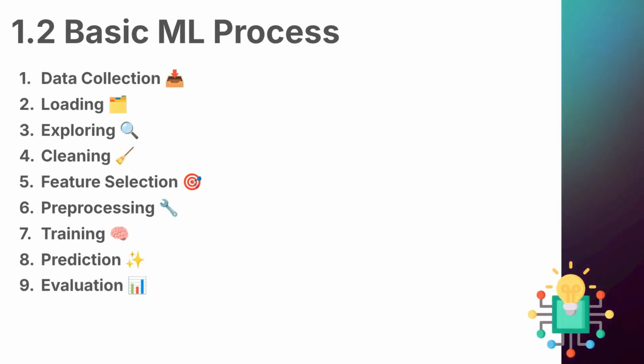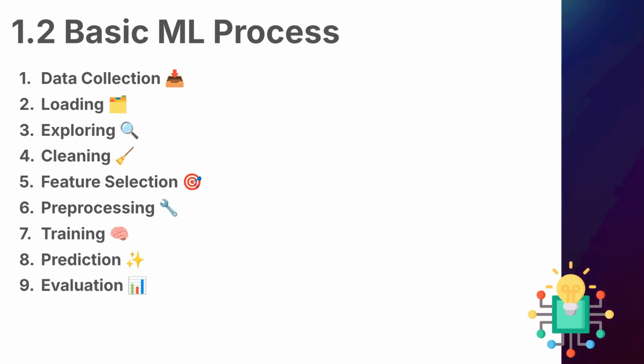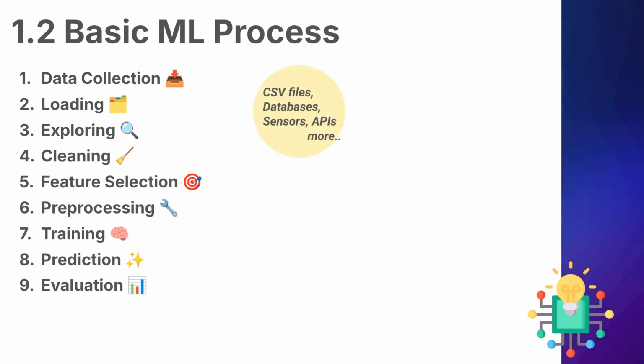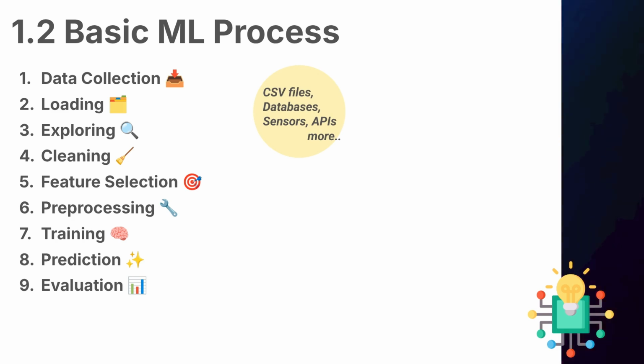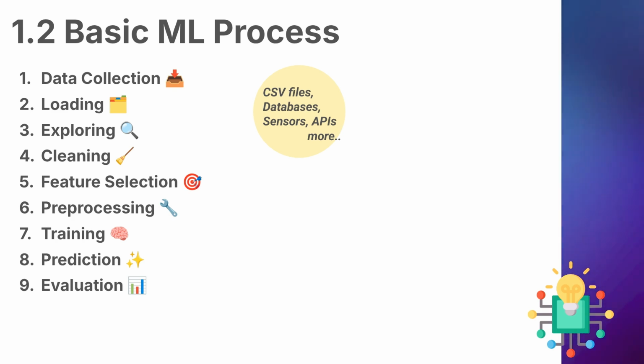2. Basic machine learning process. Here is the basic machine learning process. 1. Data collection. First, gather relevant data from various sources like CSV files, databases, sensors, APIs, web scraping, and more. The data can come in different forms such as tabular data, images, text, audio, or video depending on your task.